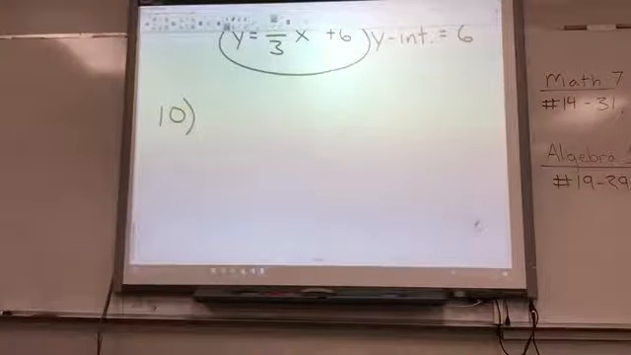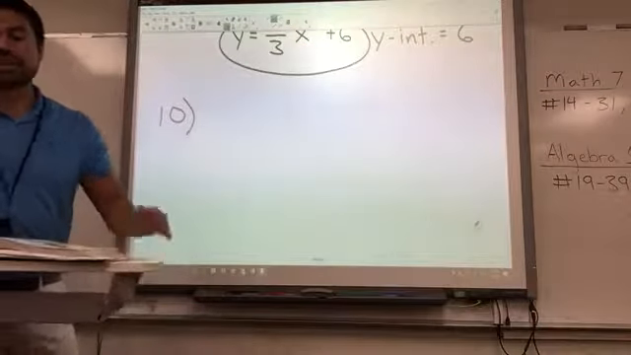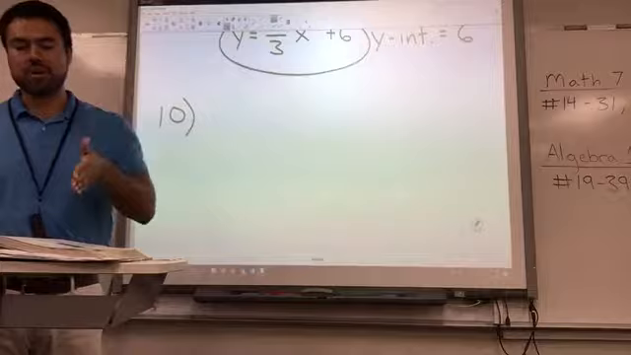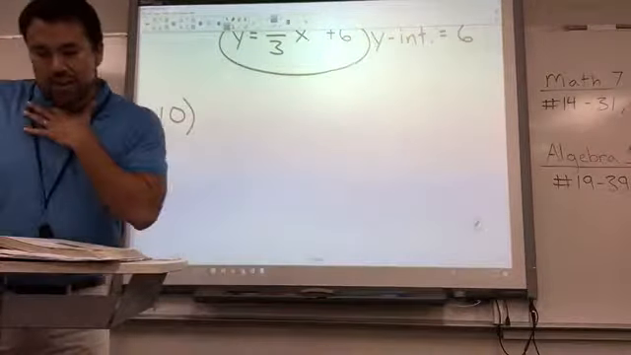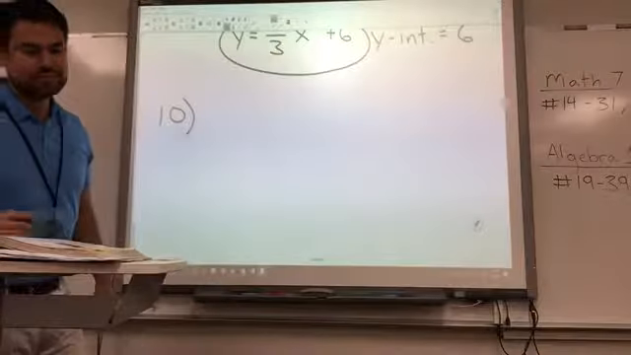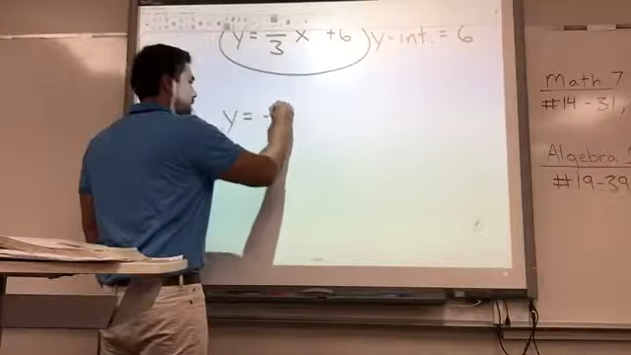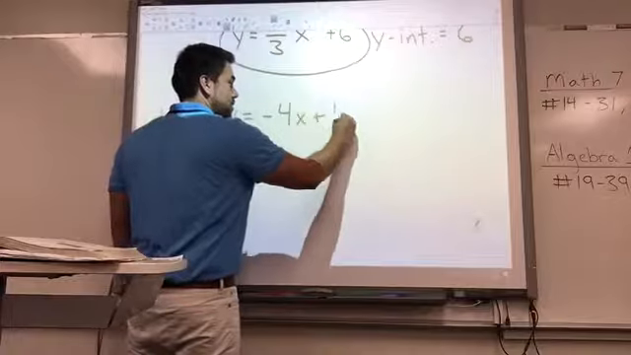Who can give me number 10 in slope-intercept form? Sorry, we'll get into standard form later, but I just want slope-intercept form. So who can give me slope-intercept? Emery. Y equals negative 4x plus 5.